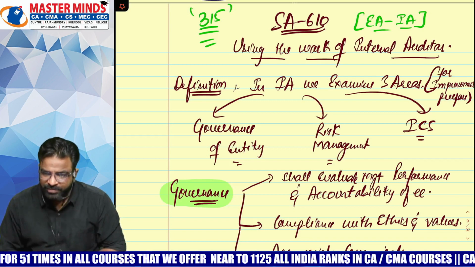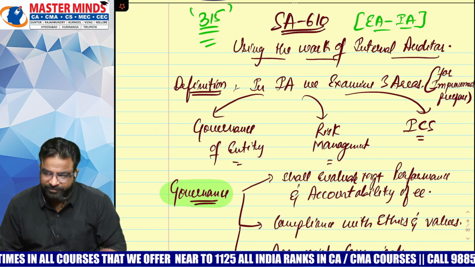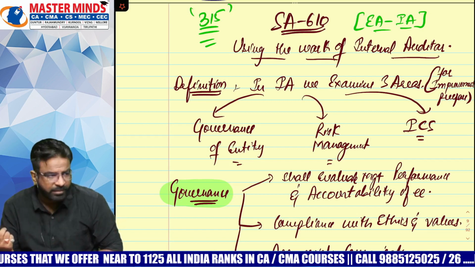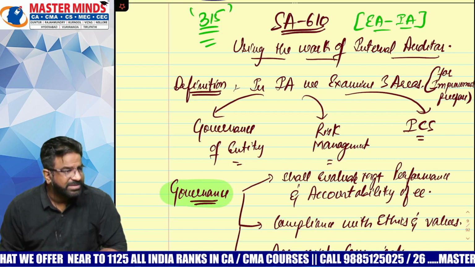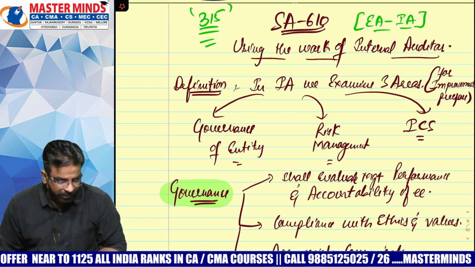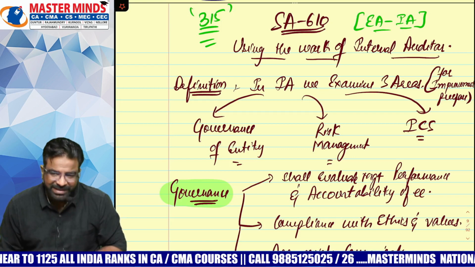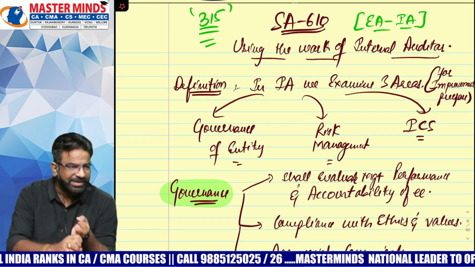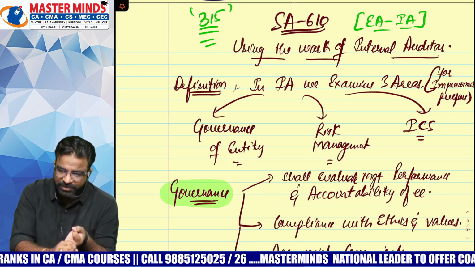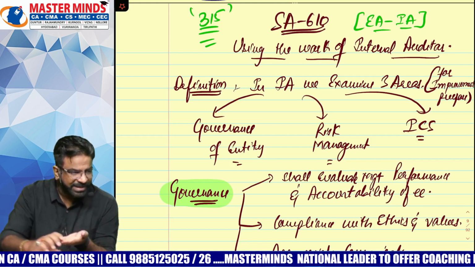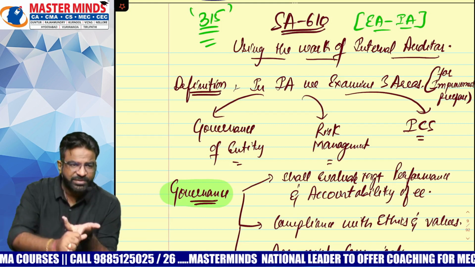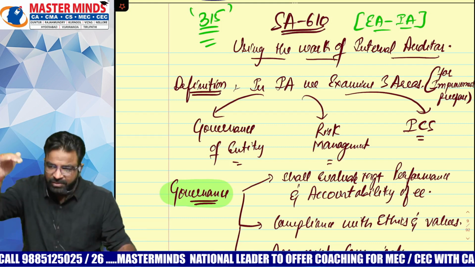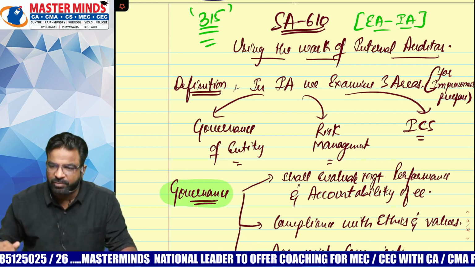I know we reduce it, but how to reduce the ROMM? Very simple. By checking his APs. What is APs? Audit procedures. By checking his findings, his approach, his competency, his expertise, his proficiency. If all these things are perfectly good according to your expectation, your ROMM is what? Reduced.